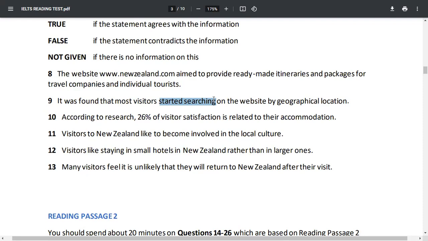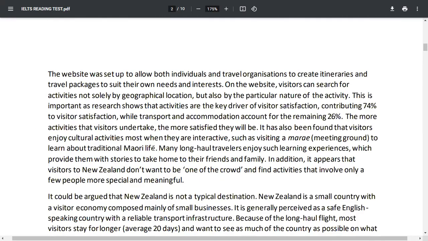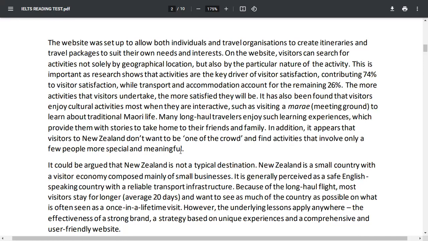Moving now to number 10, which says, according to research, 26% of visitor satisfaction is related to their accommodation. We have some keywords here: research, 26%, satisfaction and accommodation. Percentages are only given in paragraphs 5 and 6, so it's not difficult to find the information in paragraph 6, by the way. If you go to paragraph 6 again, which is here, let's start by reading this. It says, research, so I think it's here, yes.